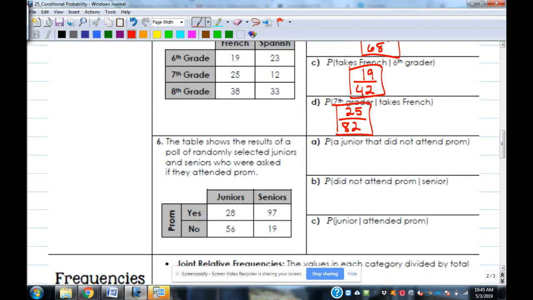Number 6, got another table, different situation. So the table results are a poll of randomly selected juniors and seniors who were asked if they attended prom. And we got juniors column, senior column, yes and no rows. Probability of picking a junior that did not attend prom. This doesn't have the given, so this is out of the whole group. So how many people were polled? 200. Add all those up. How many juniors did not go to prom? 56, and we need to reduce that.